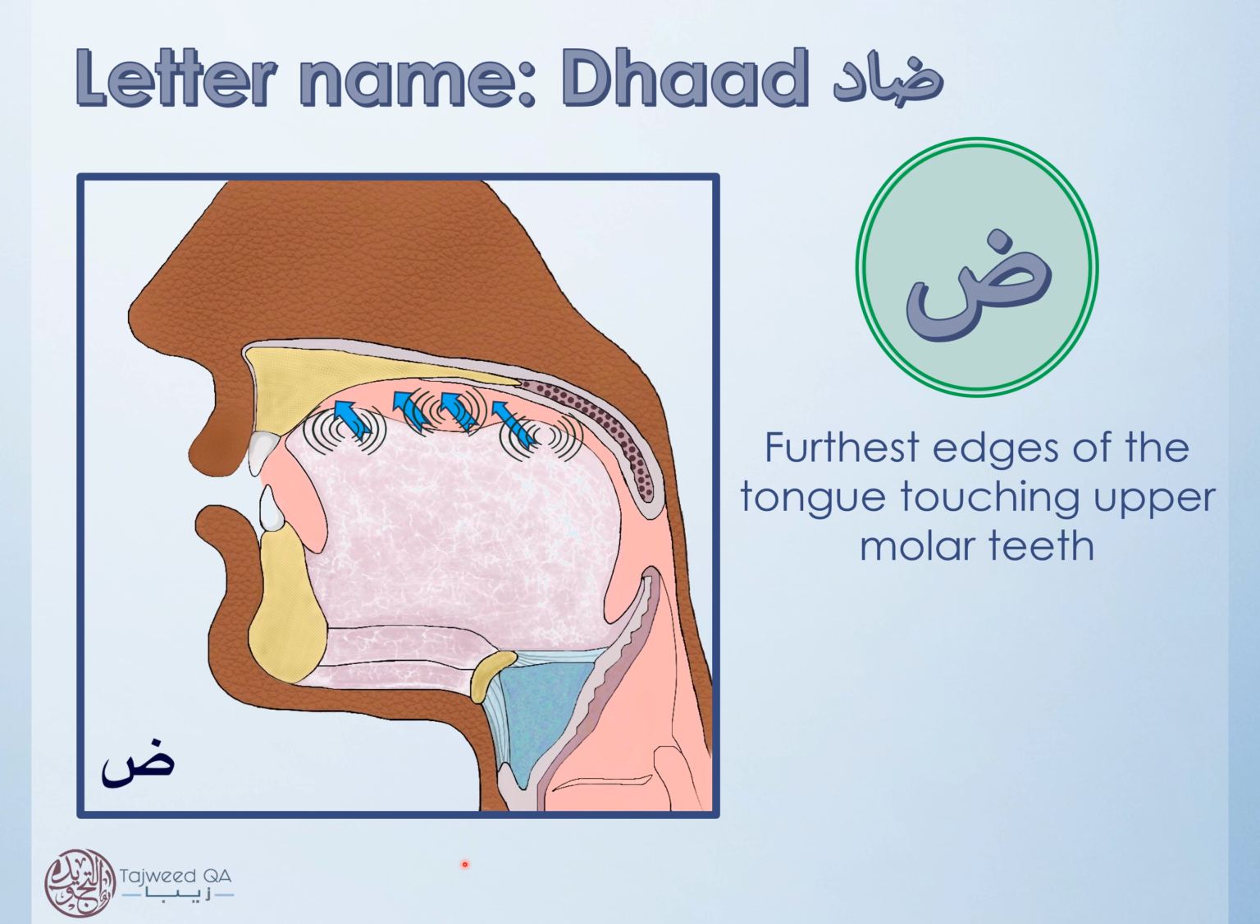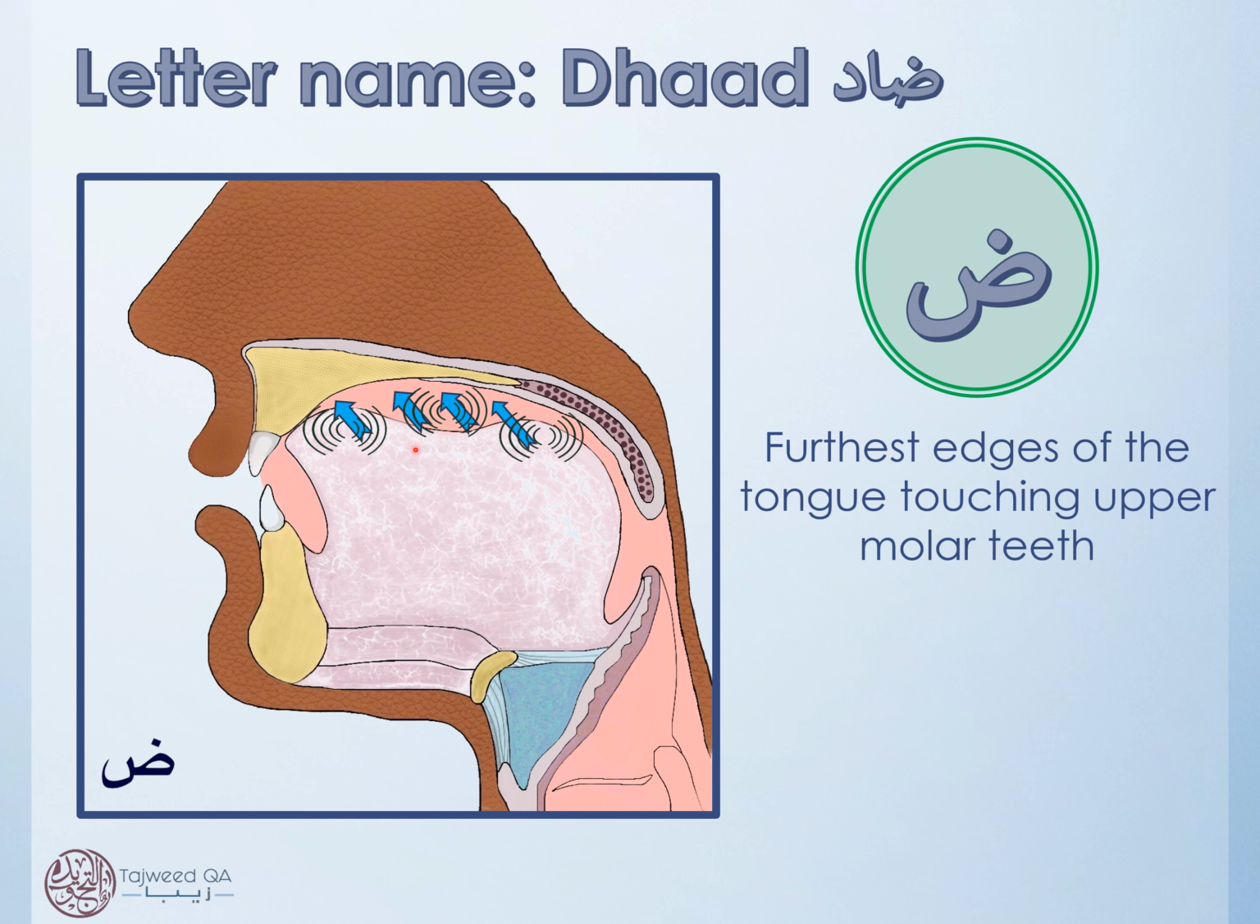So the Makhraj of Dad, the articulation point of Dad, is the furthest edges of the tongue touching the upper molar teeth. So this is the Makhraj of Dad, and it's a thick letter, so the sound is elevated, so it possesses the characteristics of elevation. There's a concaving in the tongue. There's an echo sound, a strong echo sound in the mouth.